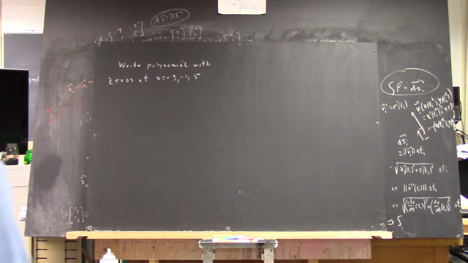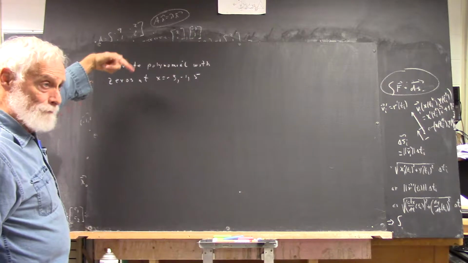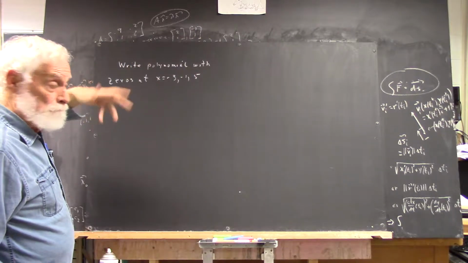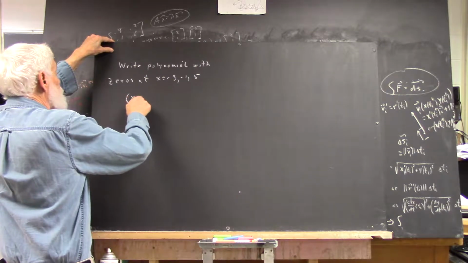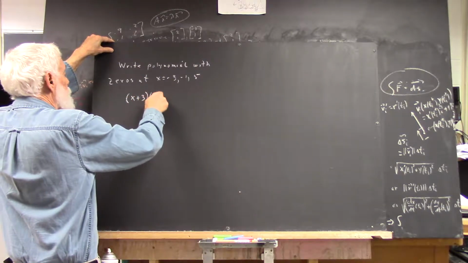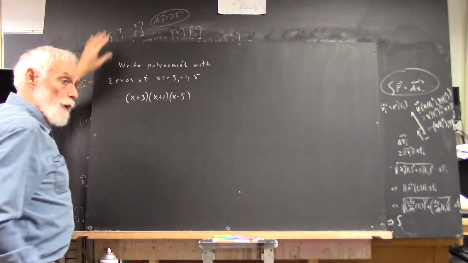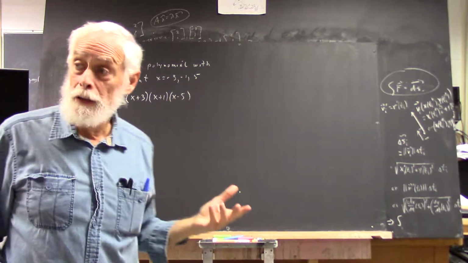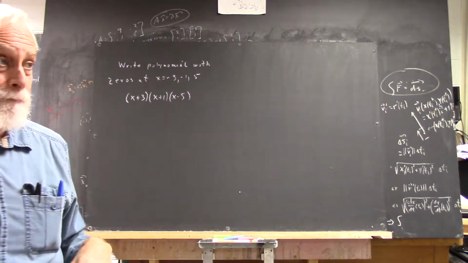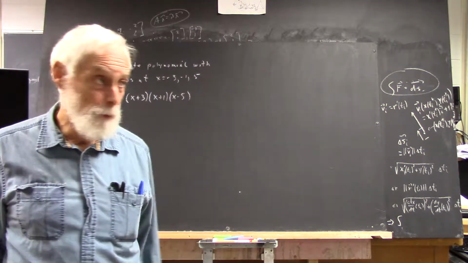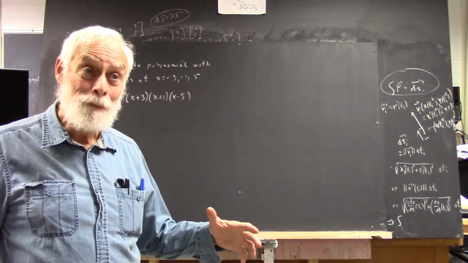Okay, so the question was to write down a polynomial with zeros at these points. Well, easy to do. There's one. Are there any others? Actually, there's an infinite number of polynomials, because we can vertically stretch this thing, can't we?